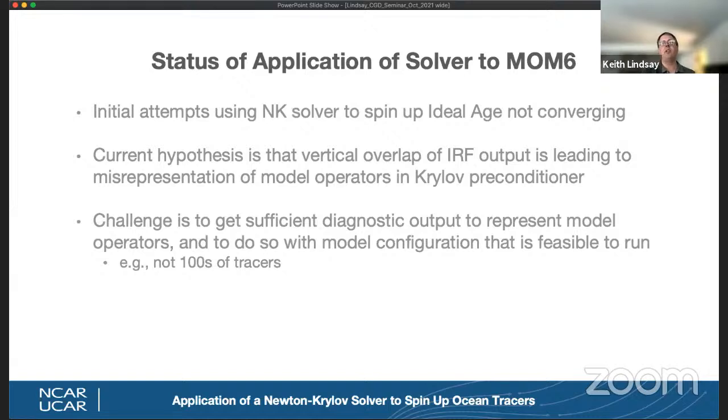The current hypothesis is that the stencils in the IRF tracers are overlapping, and there's a misrepresentation of the model operators in the preconditioner that's mucking up the convergence rate. There are some active conversations with some of the MOM developers, particularly Andrew Shao, about how we can get sufficient diagnostic output to represent the model operators, and do so in a way that it's feasible to run the model. It doesn't help if you can get the right output, but it takes you months to get it. So there's this tension of getting appropriate model output without making the model unreasonable to run.